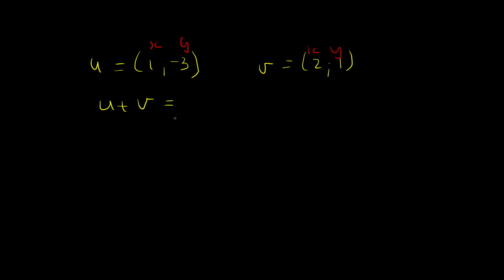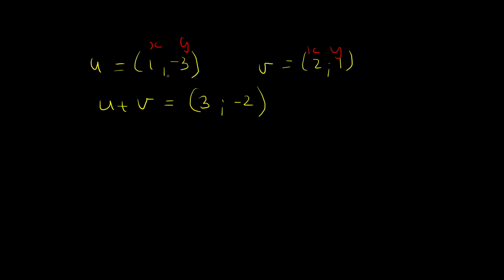So with vectors, we also need to do some calculations. Let's take two vectors, u equals 1 and minus 3, and v is going to be 2 and 1. We can add two vectors together, and what we need to do is take the x values and the y values and add those together. So 1 plus 2 is 3, and minus 3 plus 1 is minus 2. So we just add the x and y values of those two vectors to get the new vector.